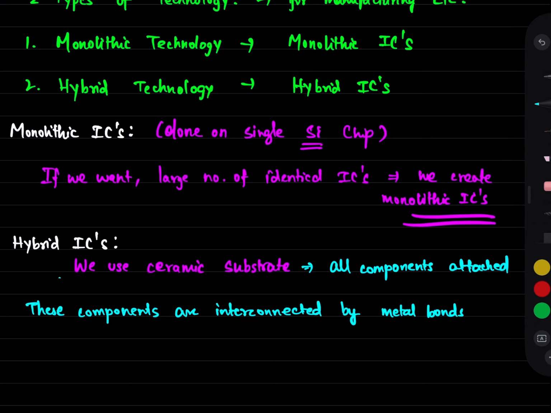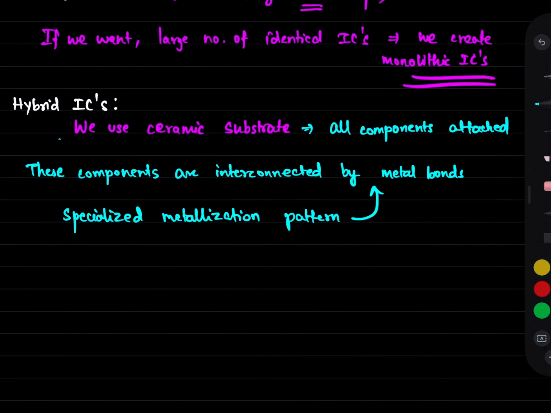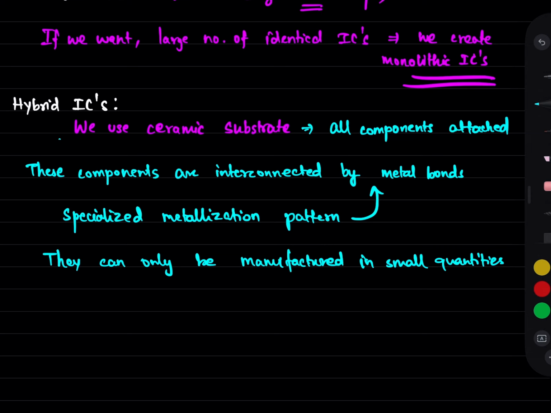So since we use a specialized metallization pattern, you can guess that they can only be manufactured in small quantities.